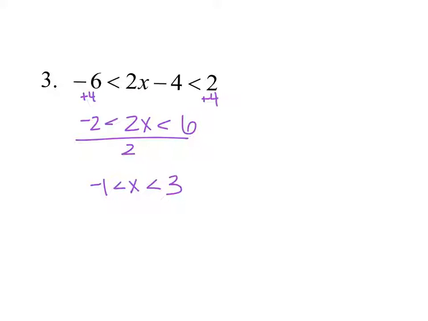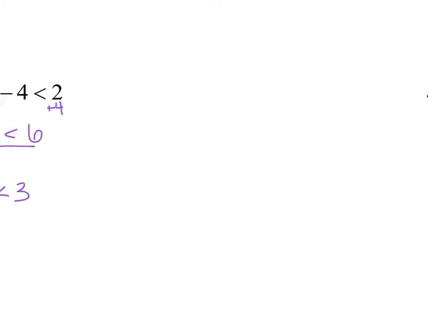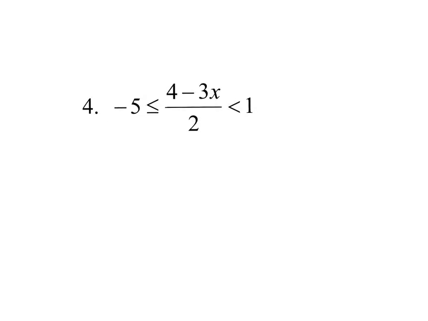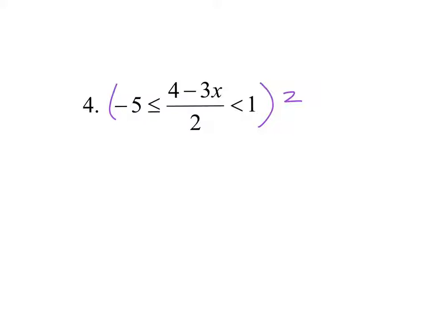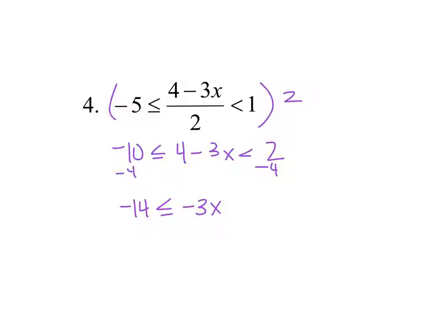Very simple. Alright, let's do one more linear inequality. So let's go over to number 4. This time I have a fraction, so I want to get rid of that fraction. So I need to go ahead and multiply both sides by 2. So I'm going to get negative 10 is less than or equal to 4 minus 3x, which is less than 2. Now I'm going to subtract 4 from both sides. So I get negative 14 is less than or equal to negative 3x, which is less than negative 2.